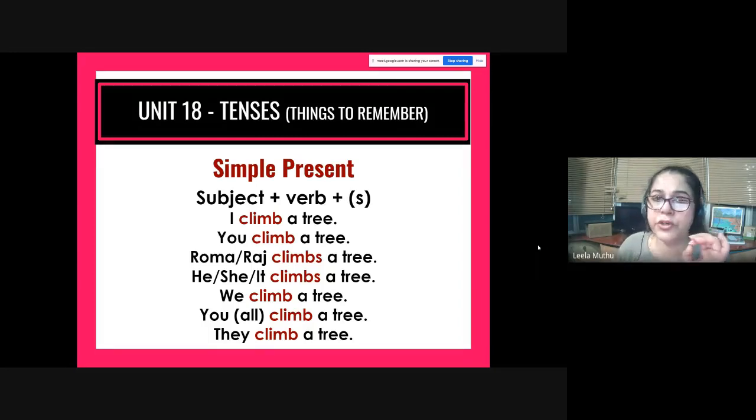So, as I already told you, in the simple present, only the third person singular, he, she, or it, you add an s to it. The verb plus s. Don't forget it, children.